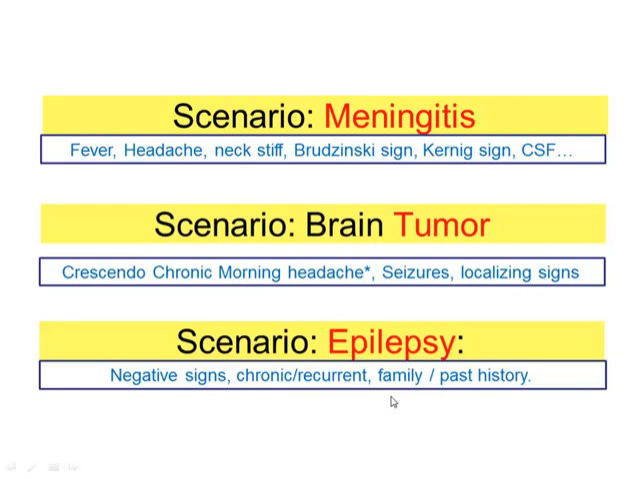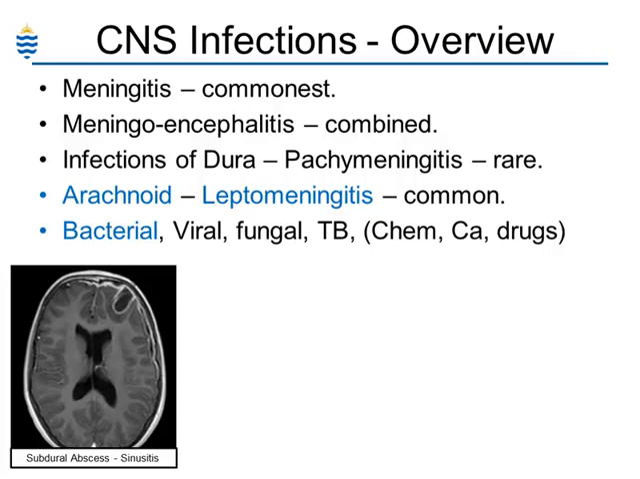Epilepsy: negative signs mainly, recurrence and familial. Infections: meningitis the commonest, but meningoencephalitis when it is combined. Infection of the dura is very rare, only secondary to fractures. Arachnoid inflammation is the commonest, known as leptomeningitis, and that is due to bacterial, viral, fungal, tuberculous. Chemicals, carcinomas and drugs can also cause meningitis.